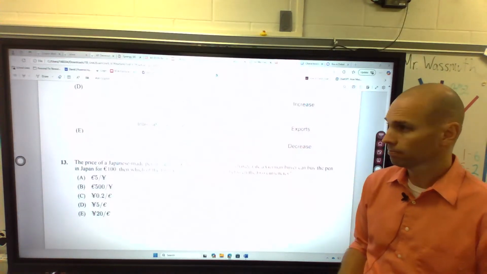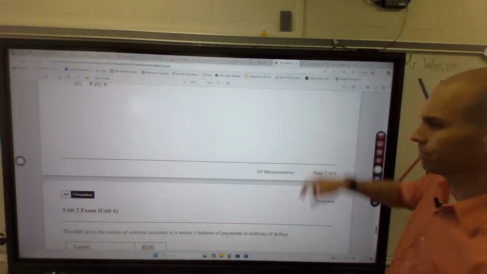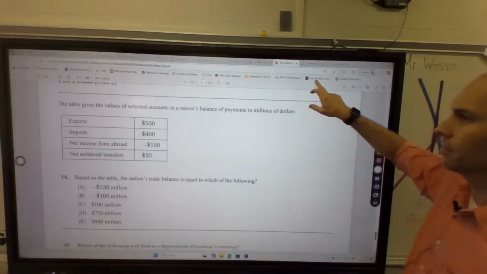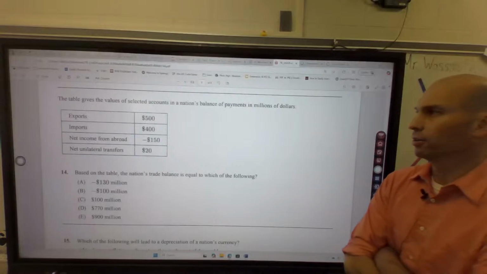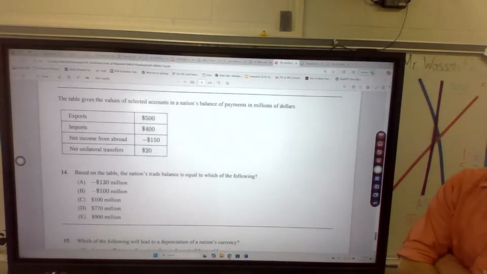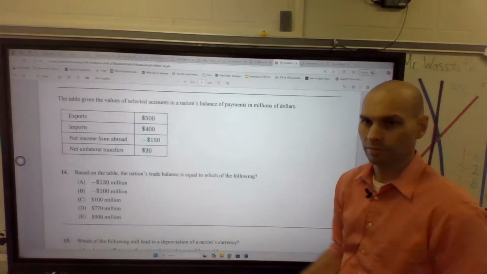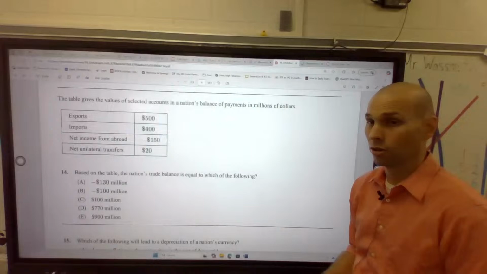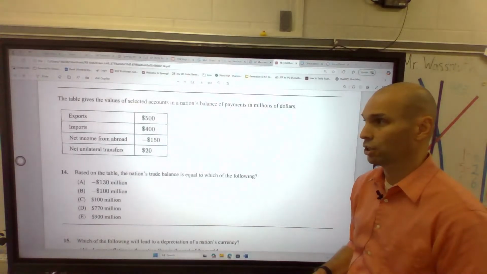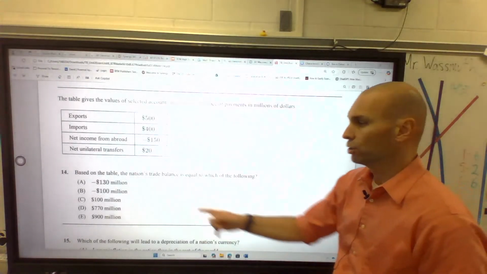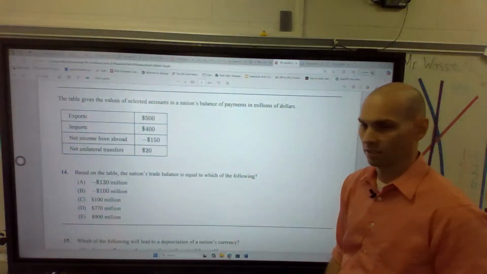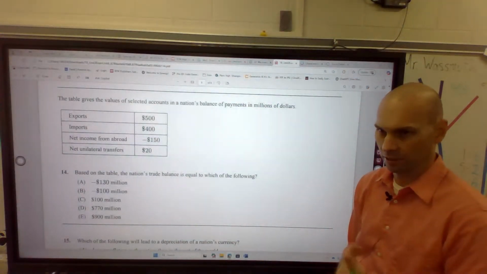You guys got it? Okay. 14. I do 14. The table gives you values of selected accounts in a nation's balance of payments in millions of dollars. Based on the table, the nation's trade balance is equal to which of the following? Okay, so this is all on which account? That's all in the current account, but they actually only ask you for the trade balance, and trade balance is the balance of trade in goods and services only.